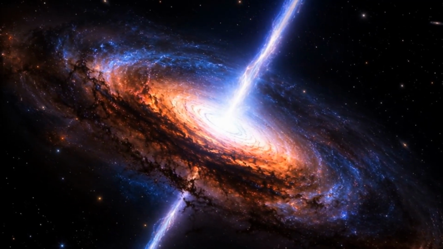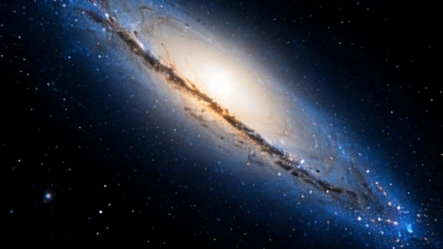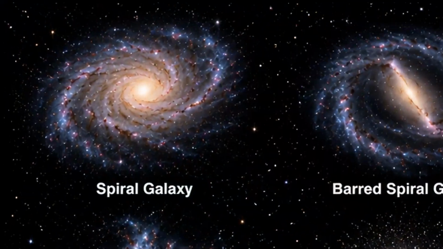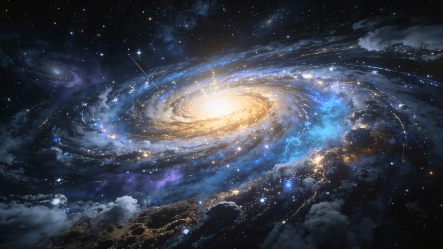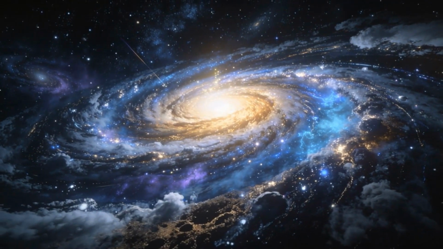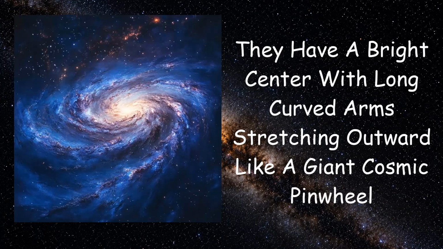Today I will tell you about different types of galaxy. So first let's start with Spiral Galaxy. Spiral galaxies are the most recognizable galaxies in the universe. They have a bright center with long curved arms stretching outward like a cosmic pinwheel.